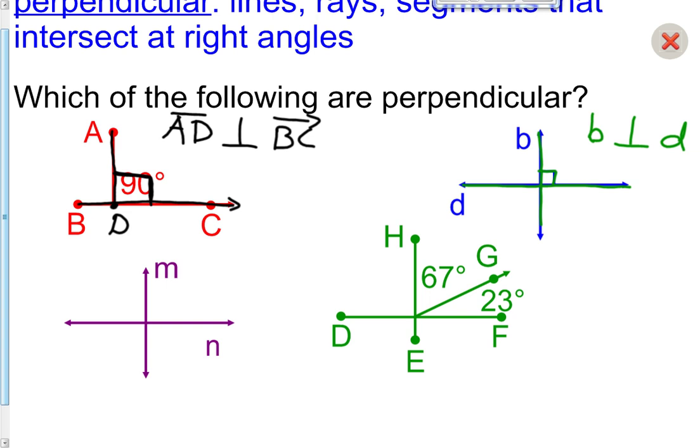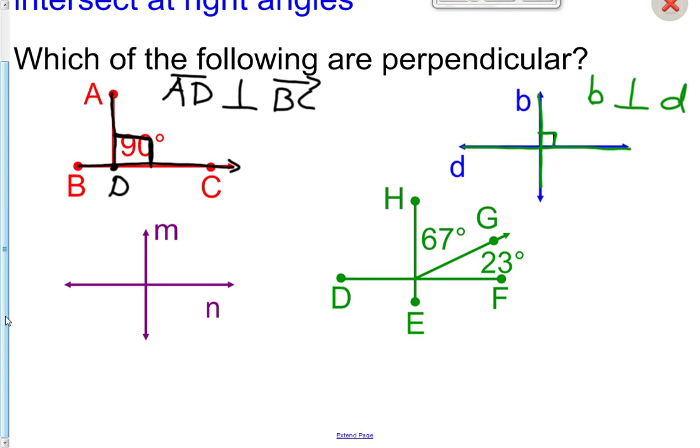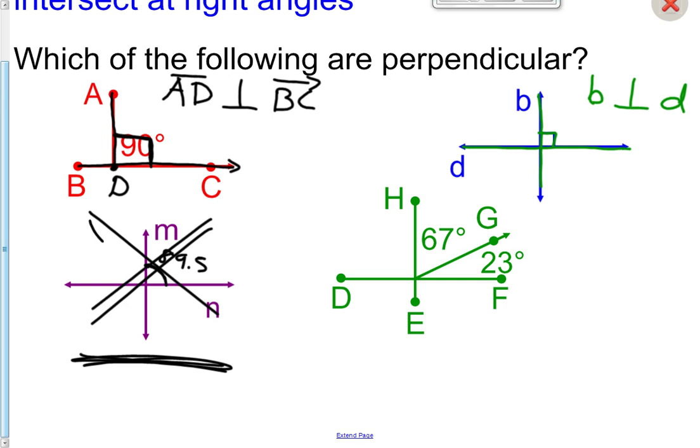Lines M and N down here in this picture, are they perpendicular? It kind of looks like it, but we don't know for sure. This angle right here looks like it's 90, it looks like it's right, but it could be 89.5 degrees instead of exactly 90. If it doesn't tell us specifically, we cannot assume that it's perpendicular. So we cannot assume anything about M and N. We cannot say they are perpendicular.